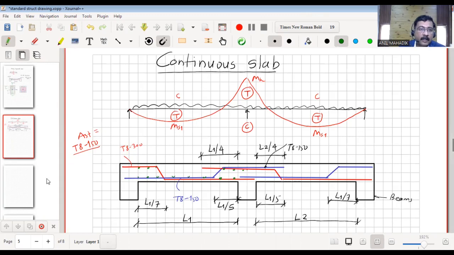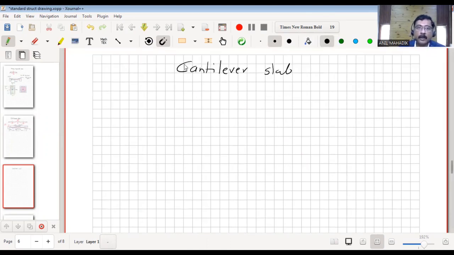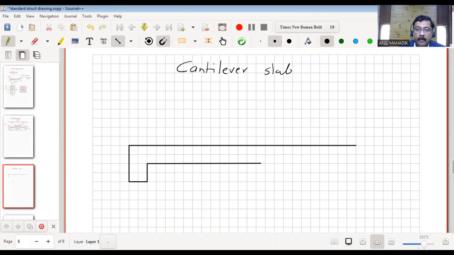Now, next we will see the cantilever slab. Again, same as far as the behavior is concerned, like beams. Assume that there is a cantilever slab supported on the beams. This is a cantilever beam. Cantilever slabs supported on the beams.